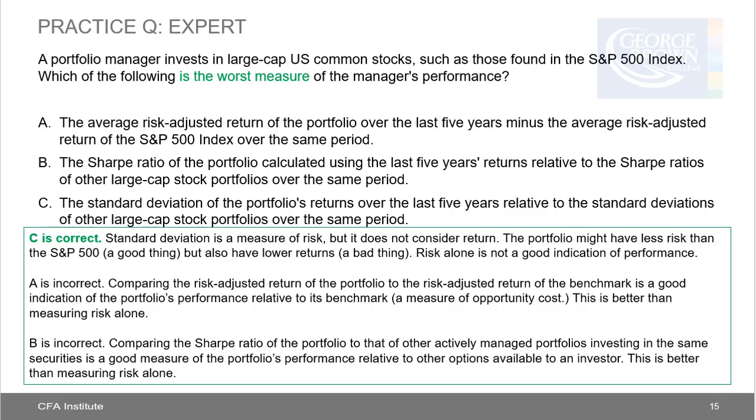So A and B were incorrect answers. They were better measures of the manager's performance because in A, you're using risk-adjusted returns, and in B, you're using the Sharpe ratio, which is a risk-adjusted return, because you're looking at the excess return of the portfolio minus the risk-free rate, and you're dividing by the portfolio standard deviation, okay? But in C, you're only comparing the standard deviation of the portfolio versus the standard deviation of other large caps. You're not risk-adjusting the returns.